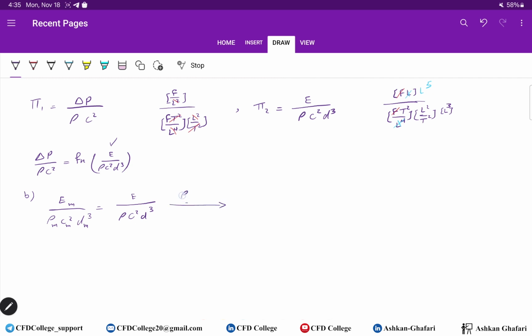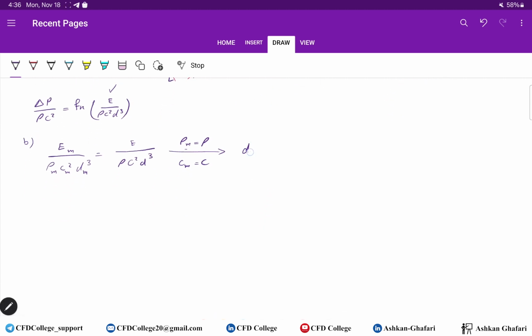So if density is constant and also the speed of sound, since we have air in both cases, for the model and the prototype, it means that dm to the power 3 equals em over e times d to the power 3 equals 0.001 times 1 mile to the power 3.